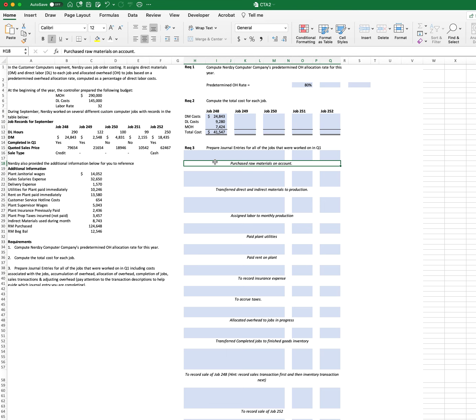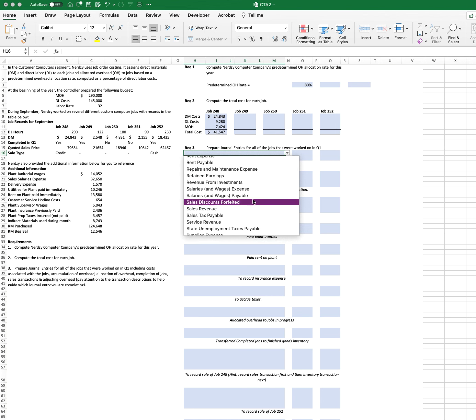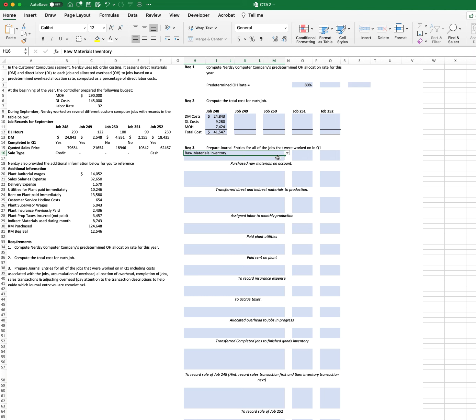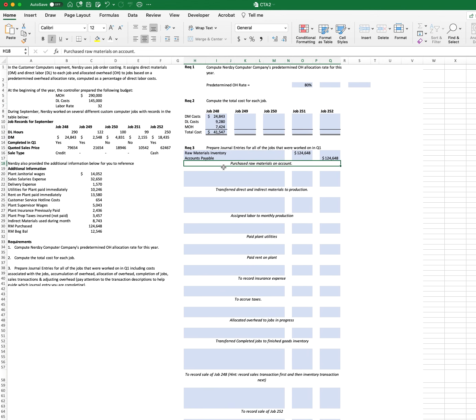So we have purchased raw materials on account, and when we look over here in the additional information, we see raw materials purchased of 124,648, and so that's increasing our raw materials, so that's going to be a debit to raw materials inventory. And it's on account, so it's going to be an accounts payable. And then you can just cell reference the 124 from the additional information. And then you're just going to continue to do that through the rest of these journal entries.